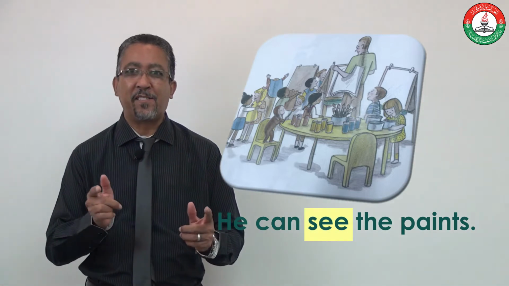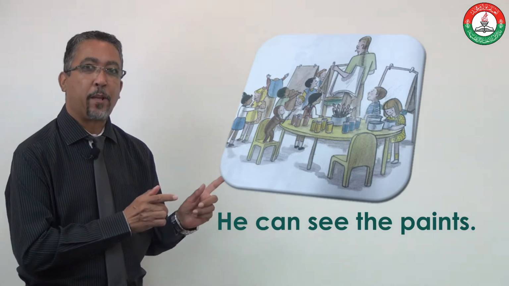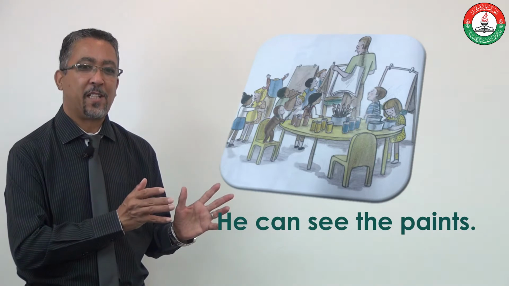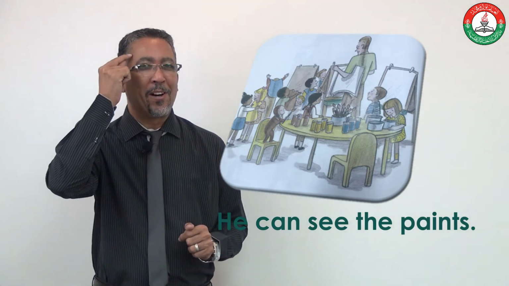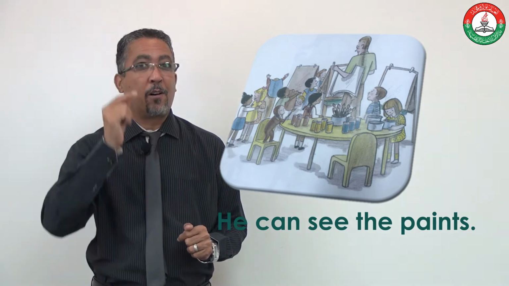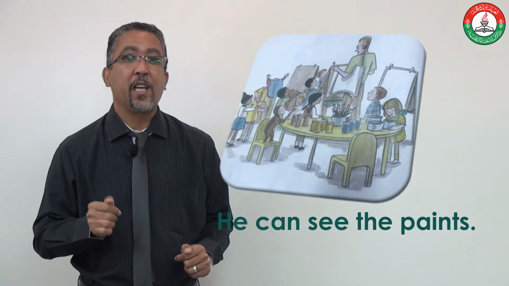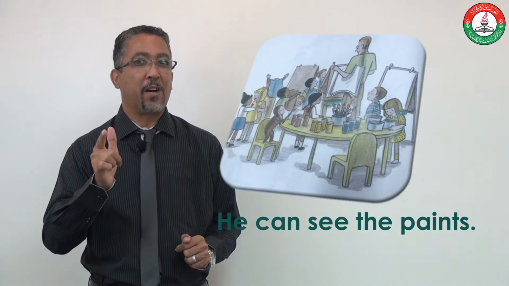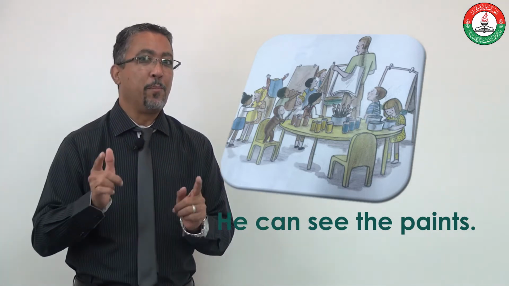He can see the paints. Now look at the picture. Everybody is busy in the art class. I wonder what is going on in the mind of George. George is very curious. Now we are going to discover as we move along in the story the meaning of curious.